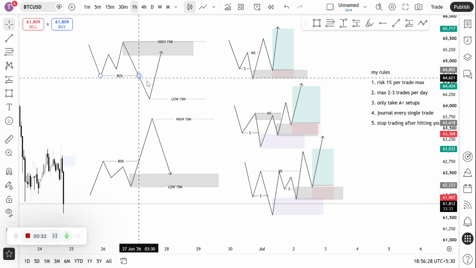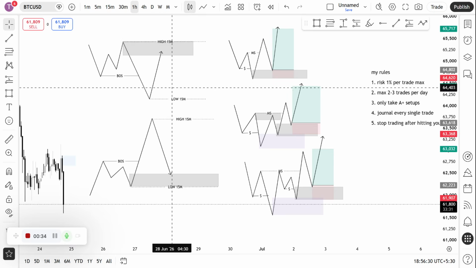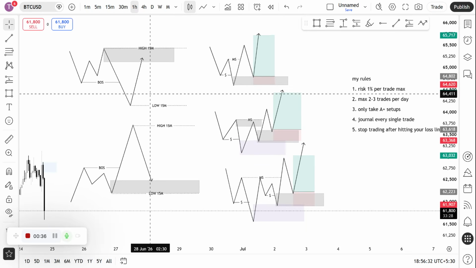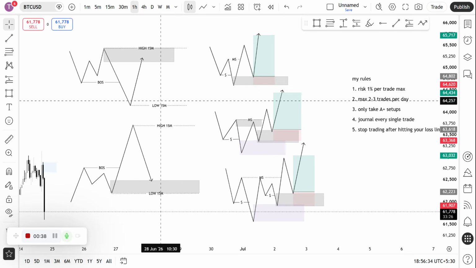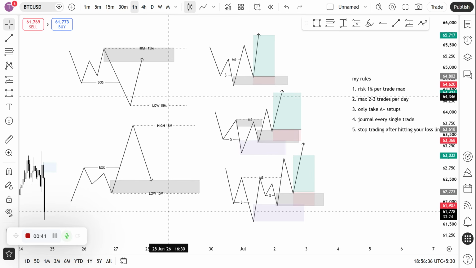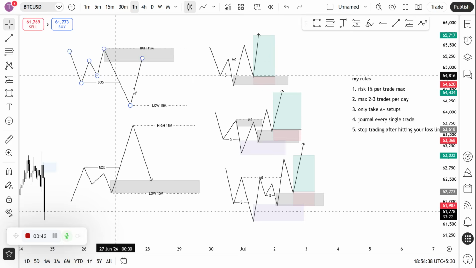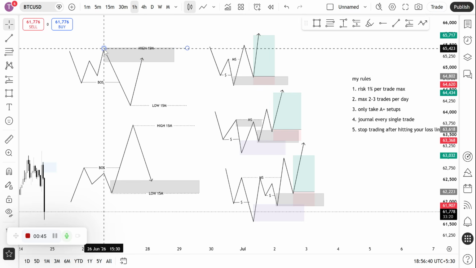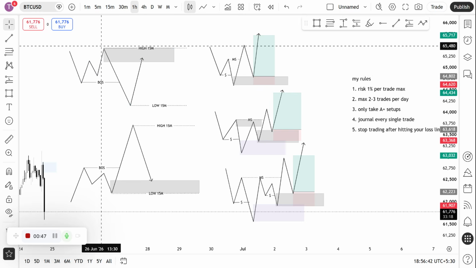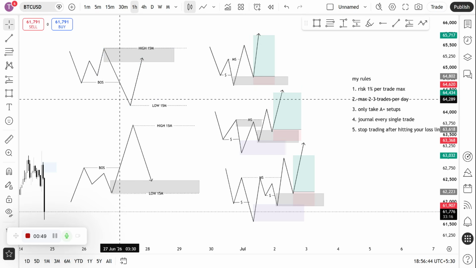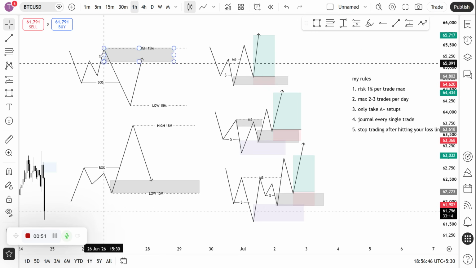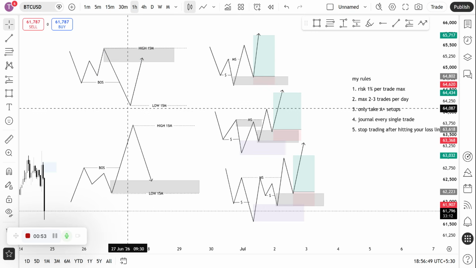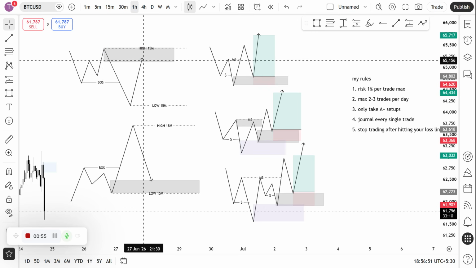I'm marking my internal market structure. I think I've uploaded a video explaining how I identify my internal market structure. So this is my internal market structure where I have a bearish market structure. This is the high and this is the low, and this is the break of structure. This is the high which causes the market to break the structure, and then the market retested.